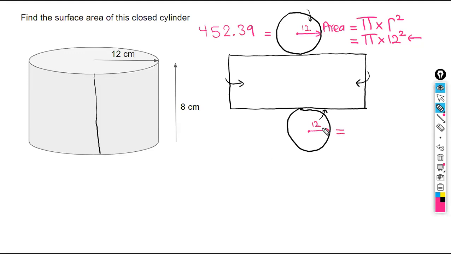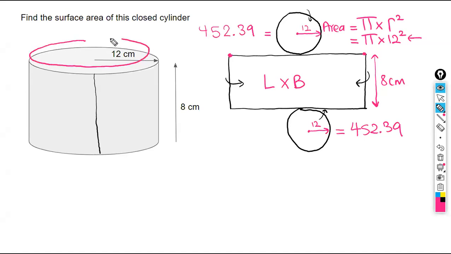Now, the circle underneath is just a replica of the one on top, so it's also going to be 452.39 centimeters squared. We don't need to rework the underneath one. All right, for the rectangle now, the area is length by breadth. We know the breadth is 8 centimeters. We can see this from the diagram. But we do not have the length of the cylinder. Can't we all agree that the length would be equal to the circumference of the circle? Because we are taking the circle and opening it up. So the circumference, while we are opening it up, becomes the length. Do we agree with that? Make sure you can imagine it.